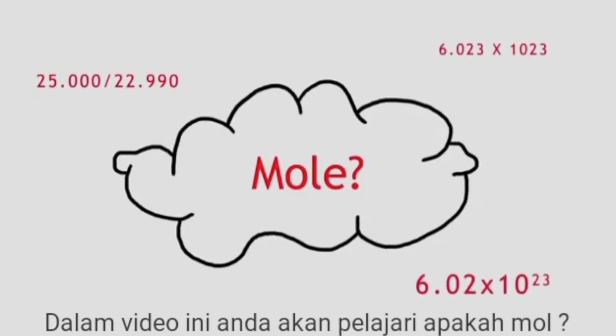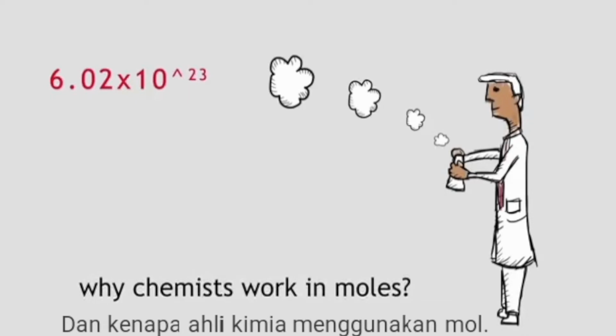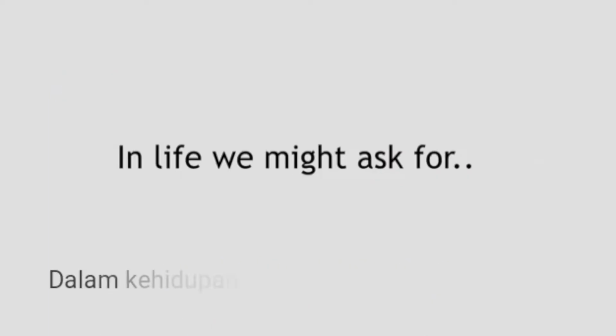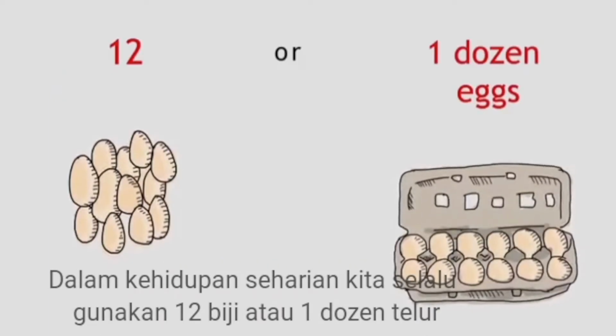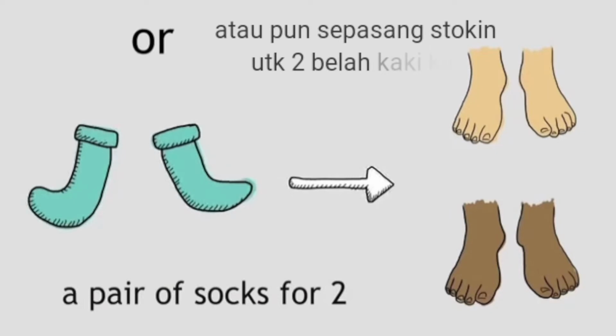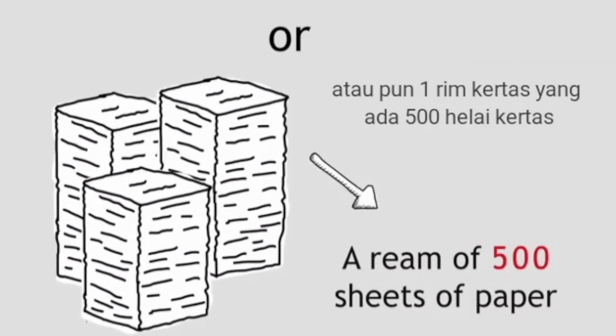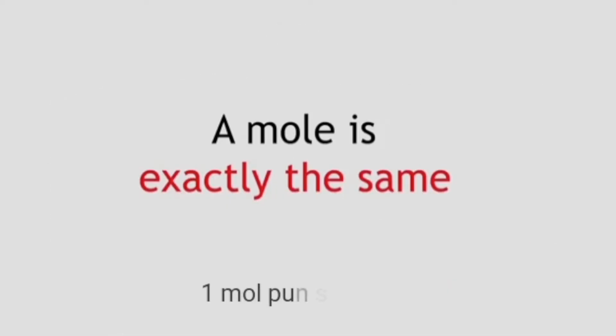In this video, you will learn what a mole is and why chemists work in moles. A mole is quite simply a specific number. In life, we might ask for 12 or 1 dozen eggs, or a pair of socks for 2, or a ream of 500 sheets of paper. A mole is exactly the same.